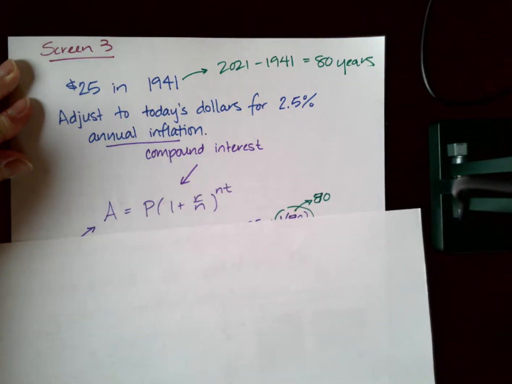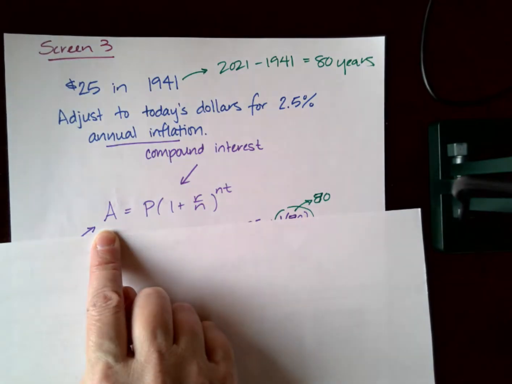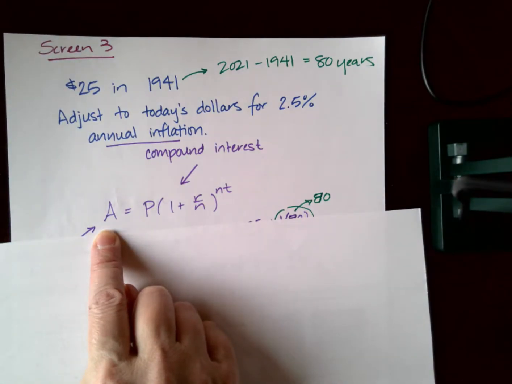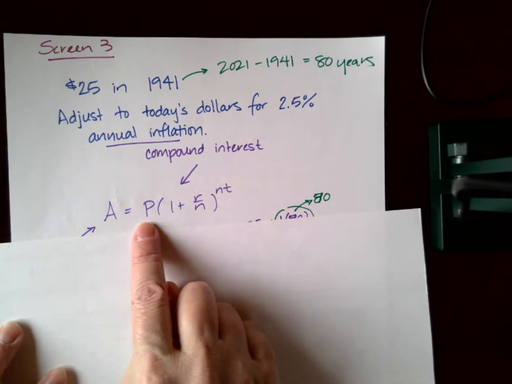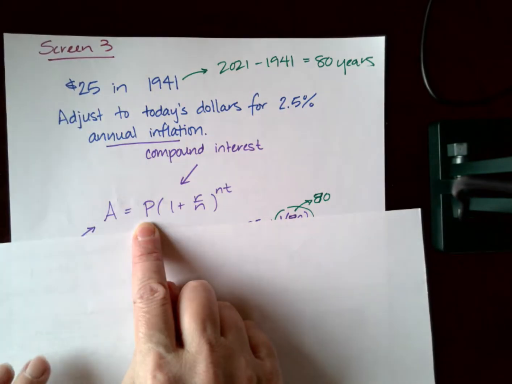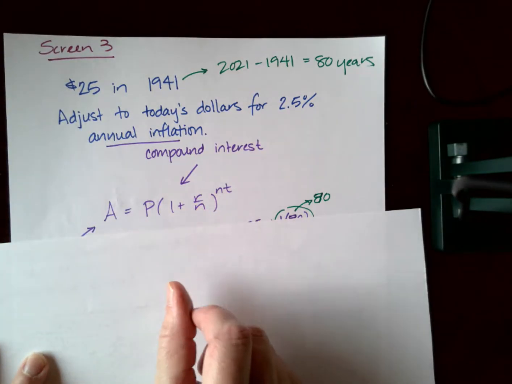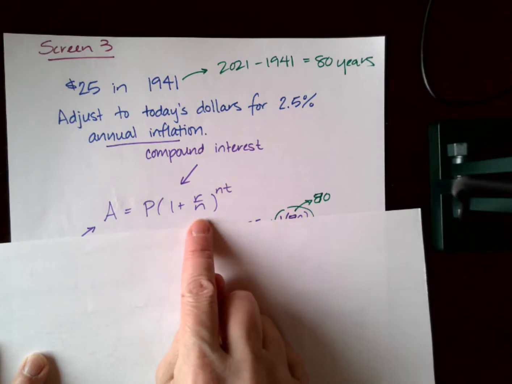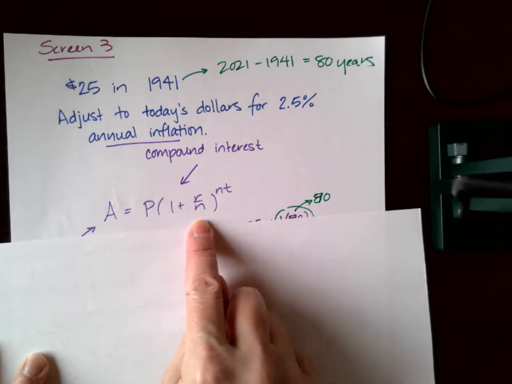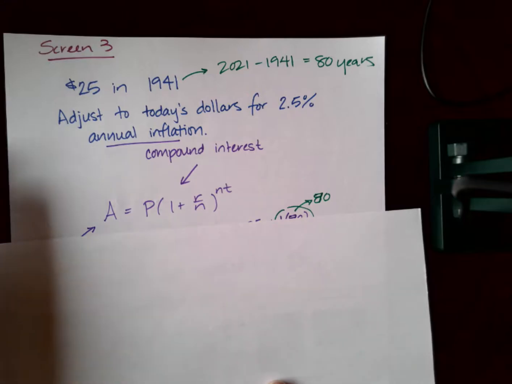Looks like this. This value that we get out is the initial value plus all of the earnings on top of that. So in this case, all of the inflation. This P value is the initial amount. In our case, it's my mom's $25. R plays the same role as it did in simple interest. N is the number of compounding periods per year, and T is always time in years.